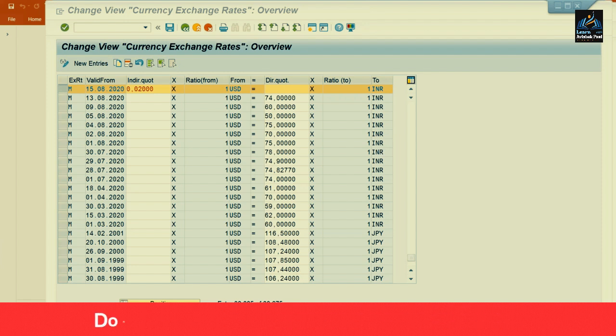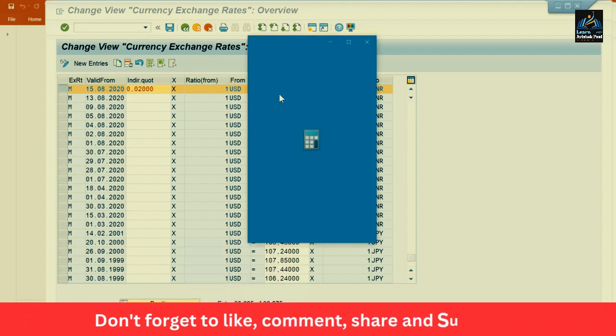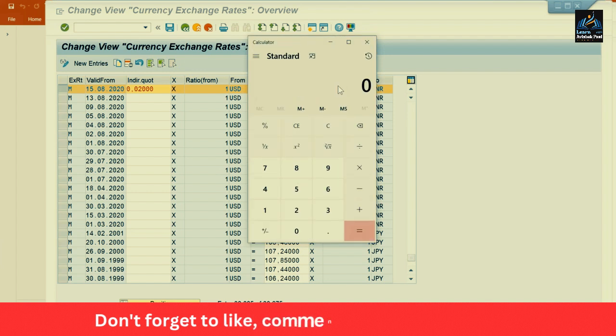Anyway, so you guys can calculate here. It's very simple. There is a calculator, right? So let's suppose, I said like 50. 1 USD equals 50 INR. So 1 INR equals how many? 1 divided by 50. This is how I have calculated 0.02. It means 1 Indian currency equals 0.02 USD.